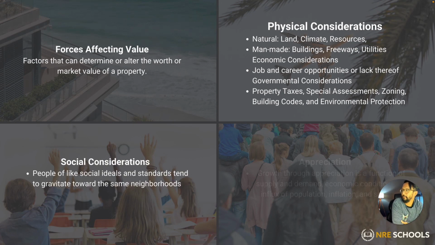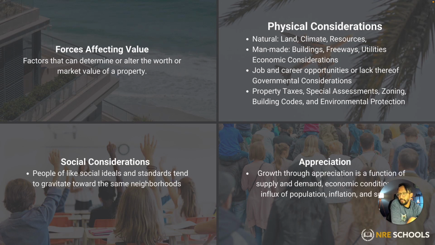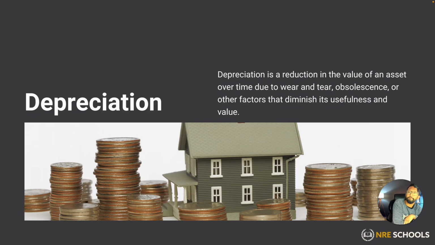Social considerations. People like social ideas and standards tend to gravitate to the same neighborhoods. So that plays a factor. Schools. Good schools could definitely play a factor in appreciation, economic conditions, influx population, how many people are moving there. These could all play factors into affecting the value of your property.